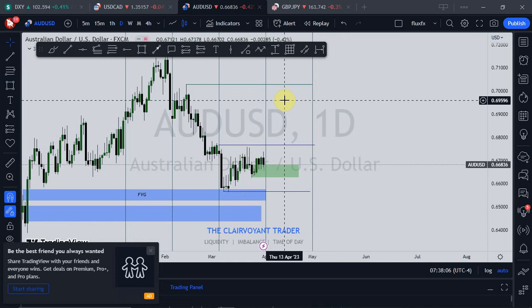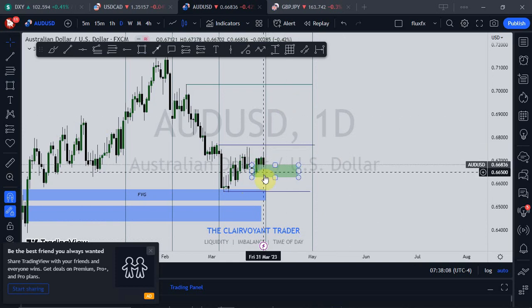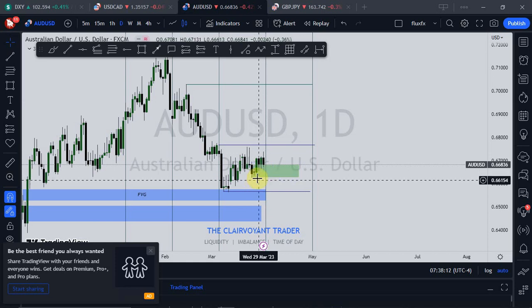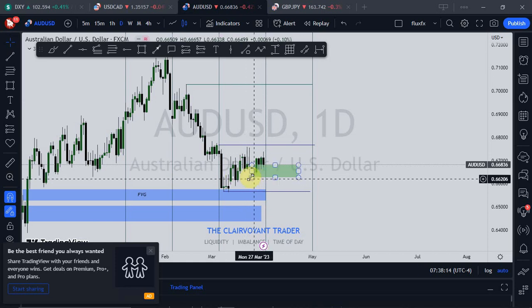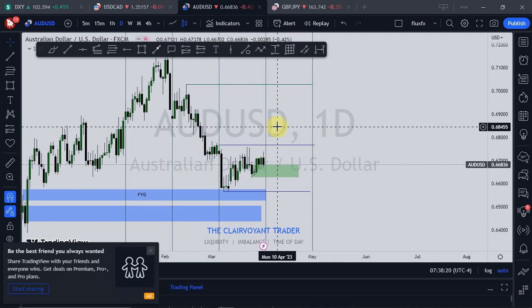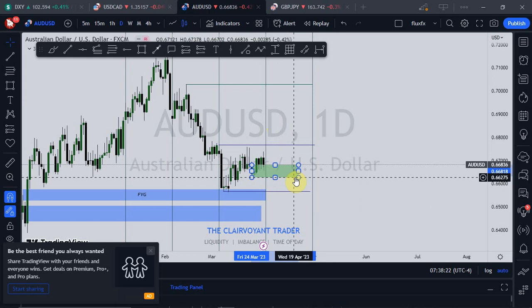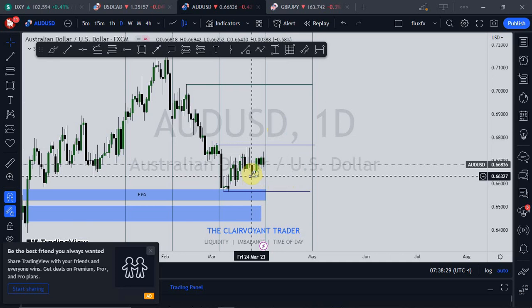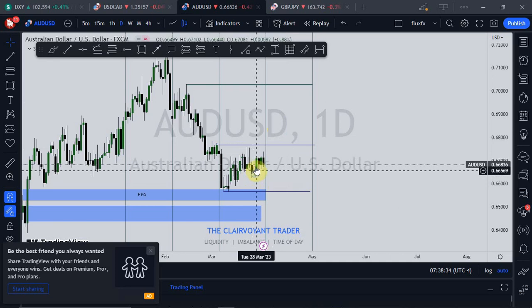So going into next week, I want to see what will happen. I don't want to see price get near this zone. I want to see price get near this zone if you're going to see price continue to push to the upside. Definitely I'll be looking out for last week's high and last week's low. Let's see. This is Monday, Tuesday, Wednesday, Thursday, Friday.